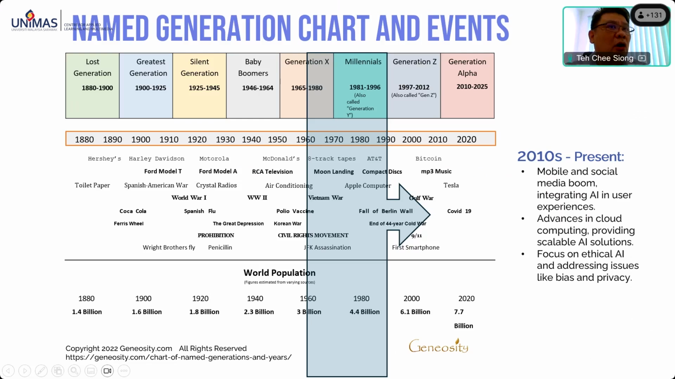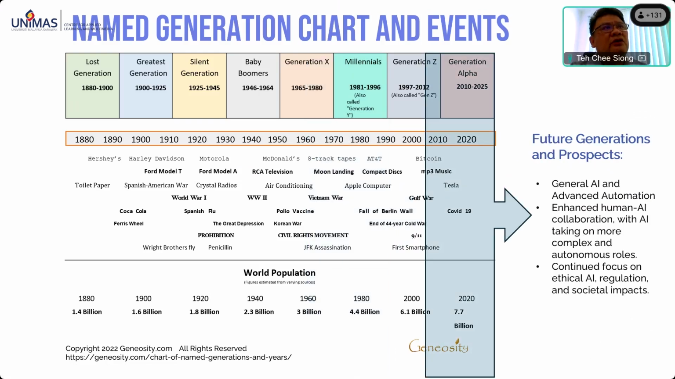So these are all happening. Advances in cloud computing provide scalable AI solutions. So this is what happened for our generation now. So what will be the case for our next generation? Why I'm showing you this chart is to say that we should never be looking backward. So things will actually be looking forward, like the Tesla, the autonomous driving car.